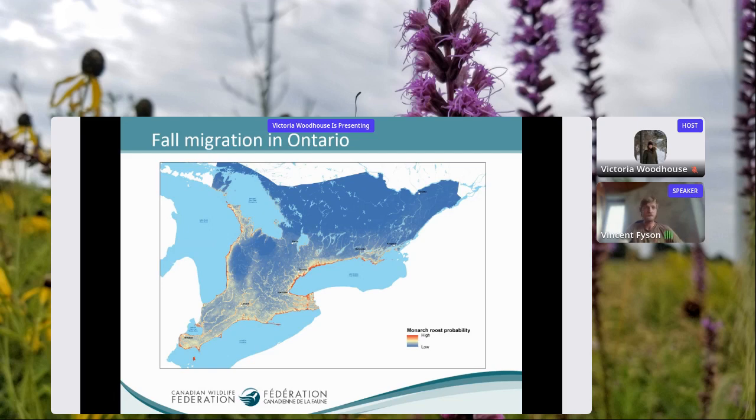Yeah, that summarizes the modeling. So before we move on, are there any questions about the modeling work that we're working on?